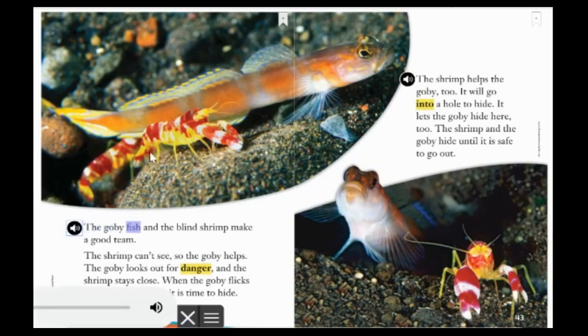The goby fish and the blind shrimp make a good team. The shrimp can't see, so the goby helps. The goby looks out for danger, and the shrimp stays close. When the goby flicks its tail, it means that it is time to hide. The shrimp helps the goby too. It will go into a hole to hide. It lets the goby hide here too. The shrimp and the goby hide until it is safe to go out.